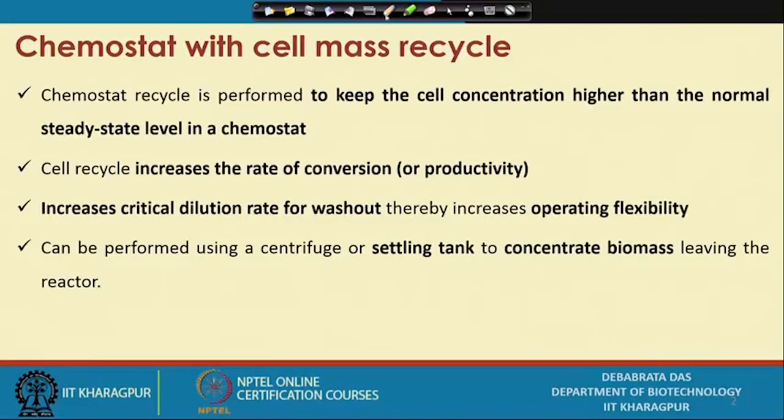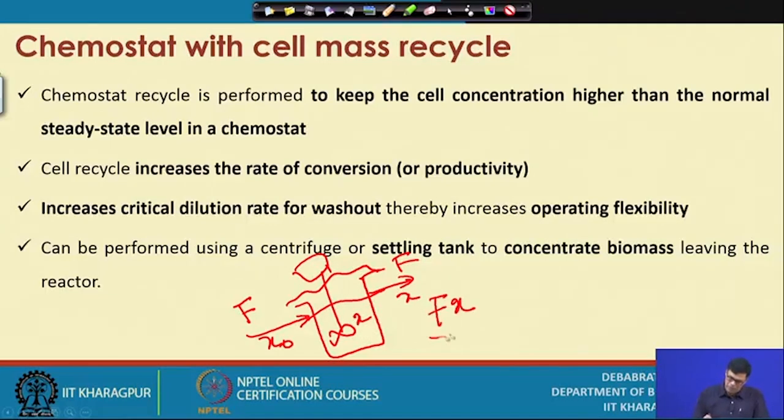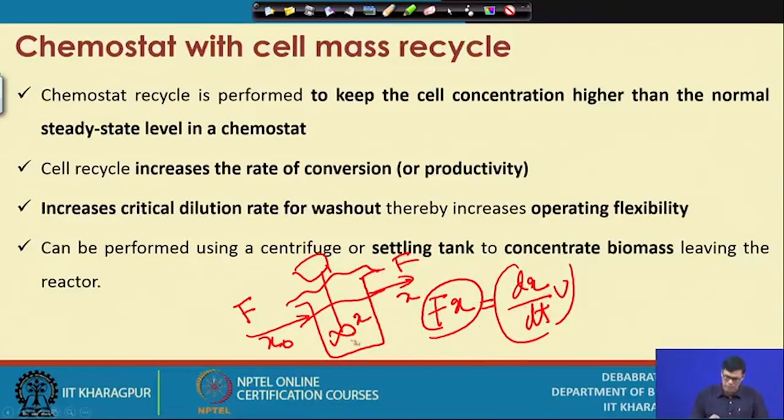Now, first let me explain this. Suppose this is a CSTR, and liquid is continuously coming at a particular flow rate and going out at a particular flow rate. Here x0, this is x, and this is also x. What I want to point out is that you will always have cell wastage, F into x, am I right? If this is equal to the rate of growth of the cells inside the reactor, then it is fine. Otherwise, if it is more than that, then the cell concentration will decrease with respect to time. A time will come when there is no cell present in the reactor.